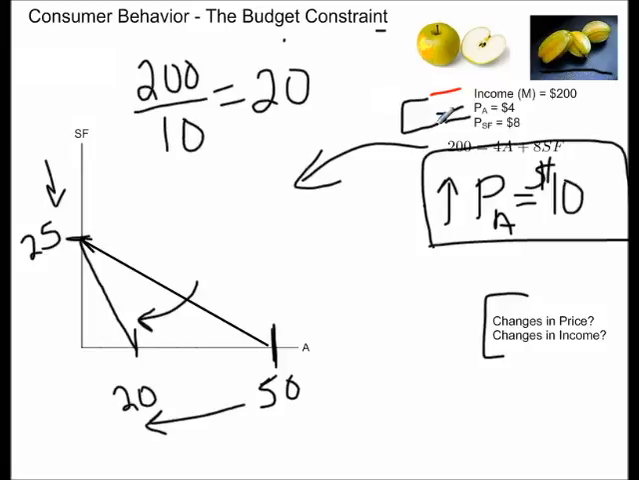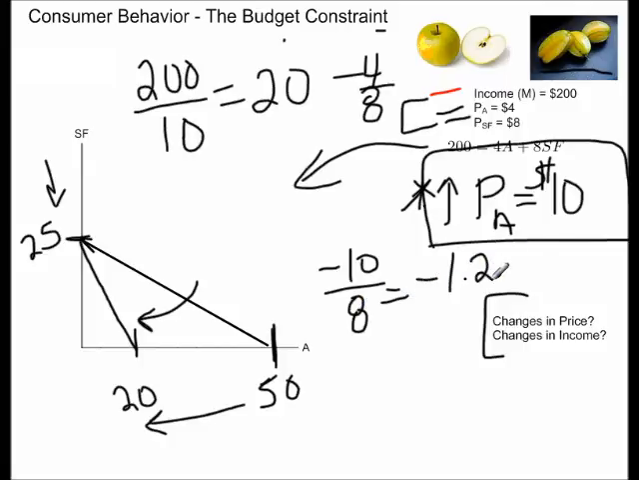the original example, we had the slope being -4 divided by 8. Now, with the new prices of apples, that's going to be -10 divided by 8, which is -1.25. A much, much higher relative price, a much steeper slope. That's exactly what this budget constraint looks like. It looks like the slope became steeper. When the price of apples went up, the slope of the budget constraint changed.